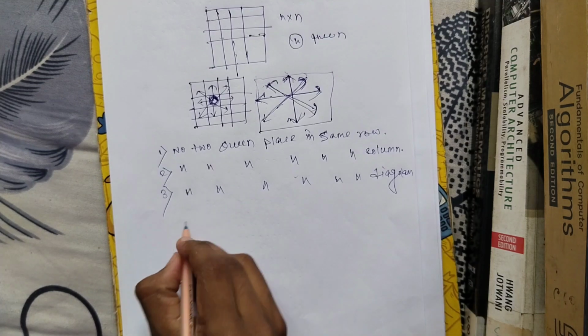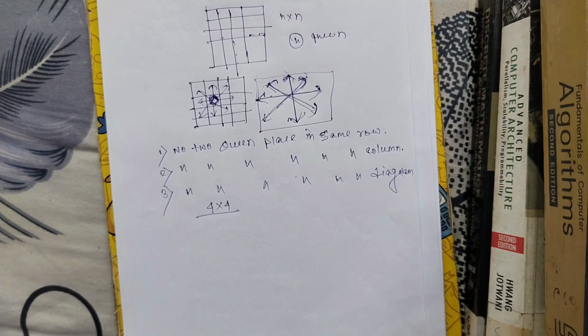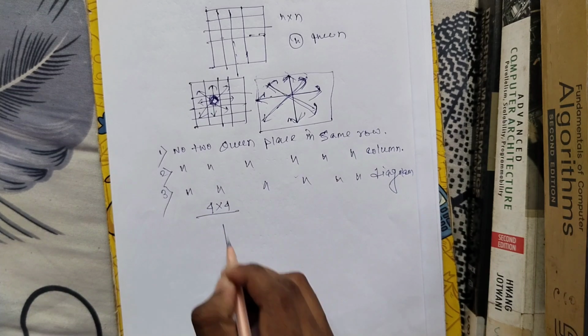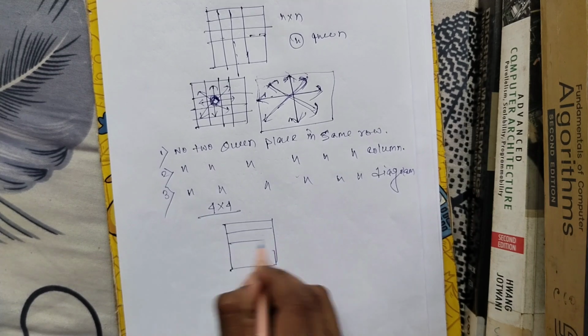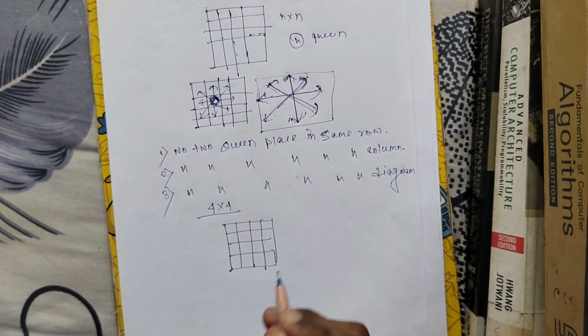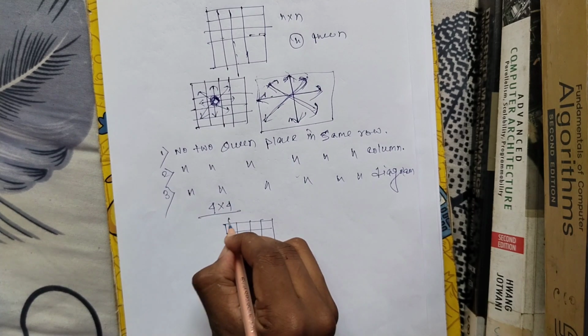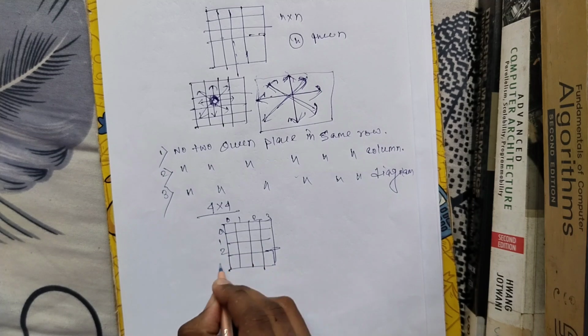Okay, let's see. Suppose I have a 4 cross 4 chessboard and 4 queens, and I place these 4 queens on the board such that no queen attacks another. So I have a 4 cross 4 chessboard, and I use an approach where I have one queen in each column and one queen in each row. So firstly, I place a queen in column 0.